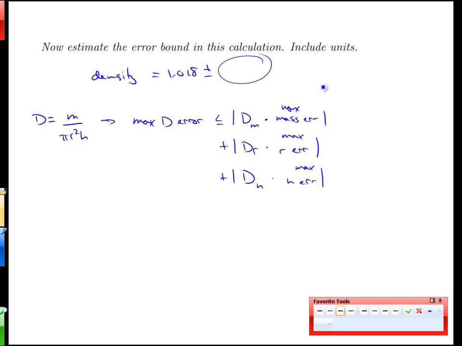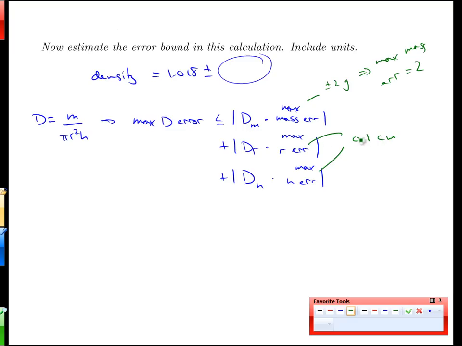We already know a couple of these things. We've been told this is plus or minus 2 grams, so the max mass error is going to be 2 grams. Again, we just take the positive one. We're going to take absolute values before we're done anyway, so we might as well take the positive as the largest value.